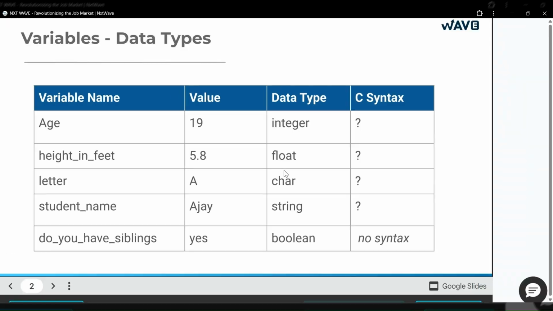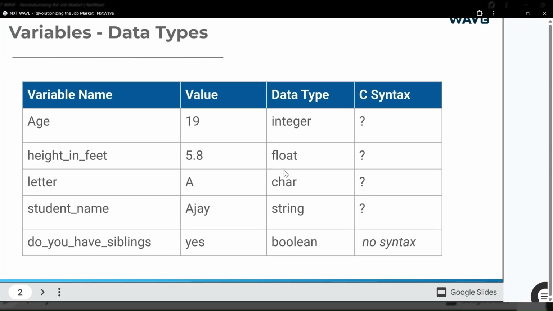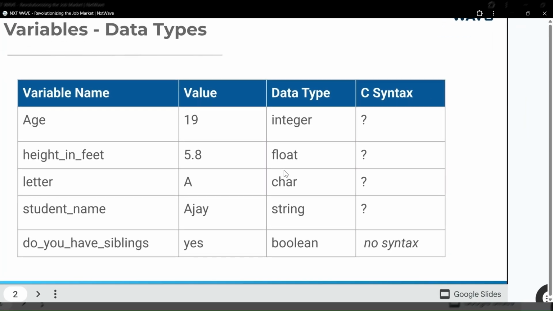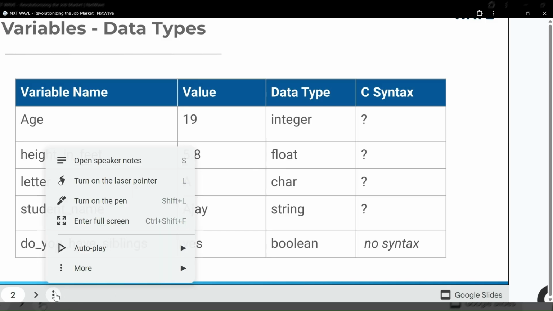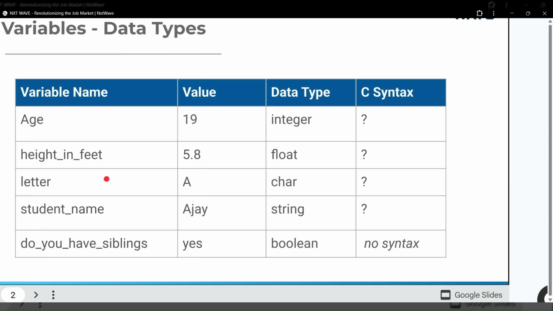Here, we can see the data types. What are data types? These are data types: integer, float, character, string, boolean. These all are the data types.